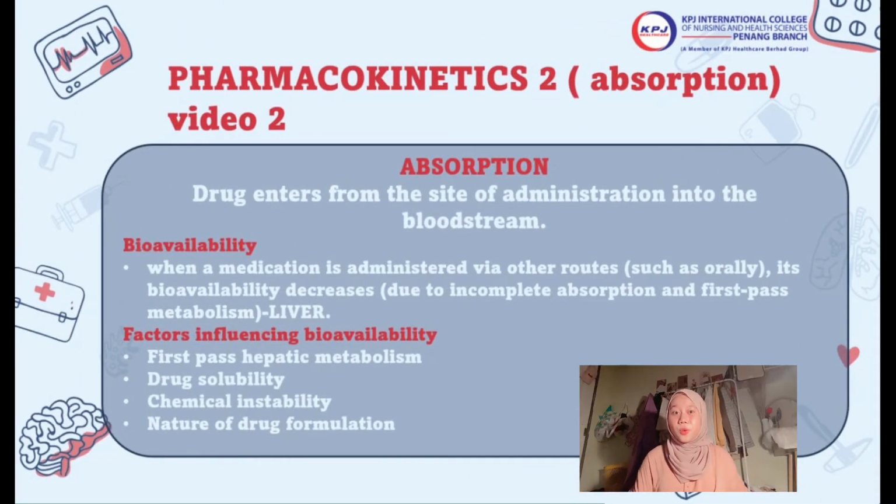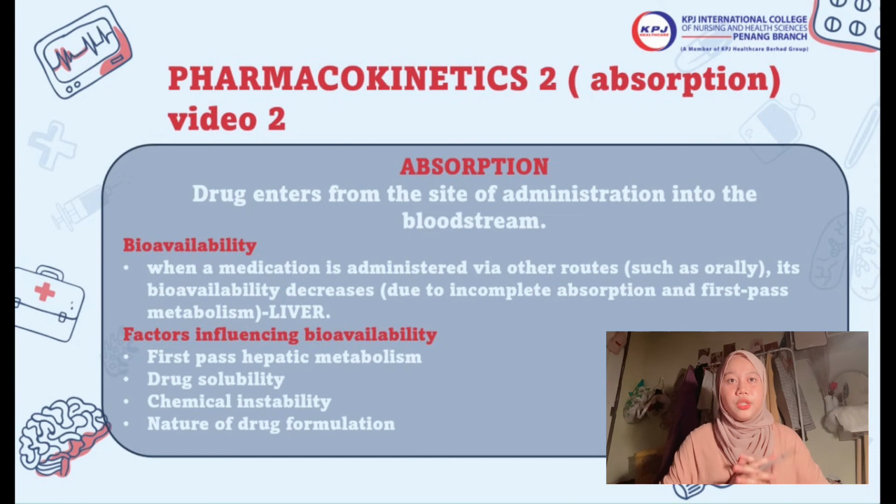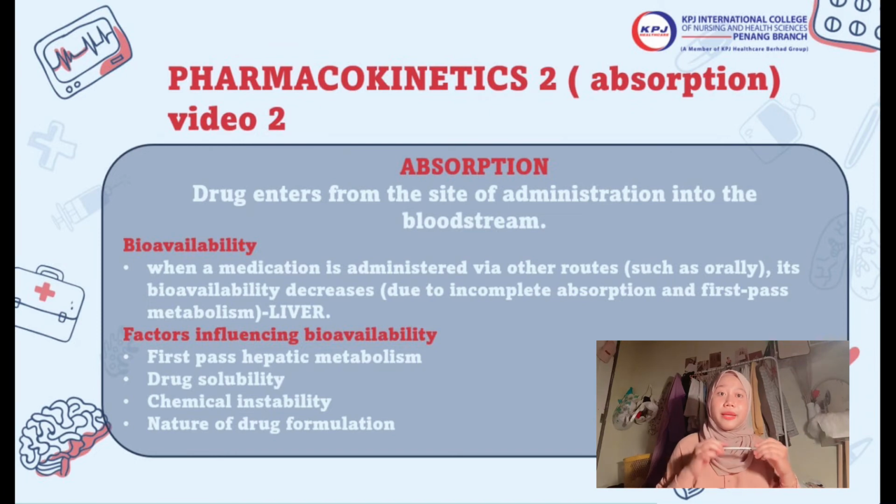In this second video, I have learned about absorption. What is absorption? Absorption is a drug's entry from the site of administration into the bloodstream. In absorption, we have bioavailability. That is the proportion of the administered dose that reaches the systemic circulation. When a medication is administered intravenously, its bioavailability is 100%.